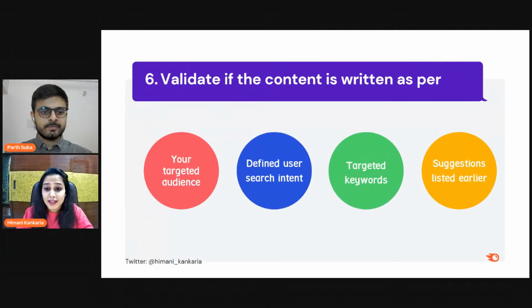Next step is to validate if the content written by writers is as per your target audience or not, whether it is as per the defined user search intent, the targeted keywords, and the suggestions that you had listed earlier. If your content doesn't validate with all of these four things, please go back and repeat all the steps again. You need to make sure that your content gets validated for all of these 4 points.